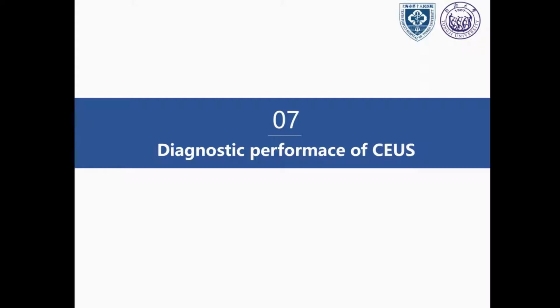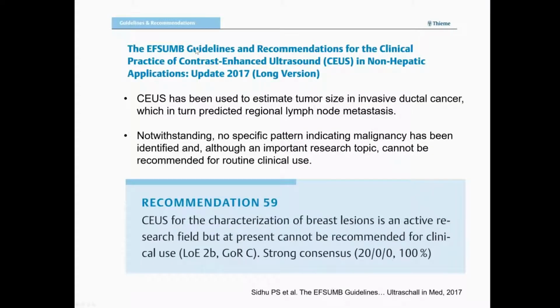So, the EFSUMB guideline was released in 2013. It concluded that CEUS has been used to estimate tumor size in invasive duct cancer, which in turn predicts regional lymph node metastasis. And some authors also tried to use CEUS to predict sentinel lymph node metastasis. However, no specific pattern indicating malignancy has been identified. And although breast CEUS is an important research topic, it cannot be recommended for routine clinical use.